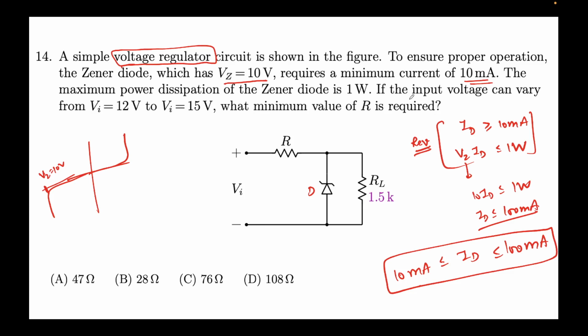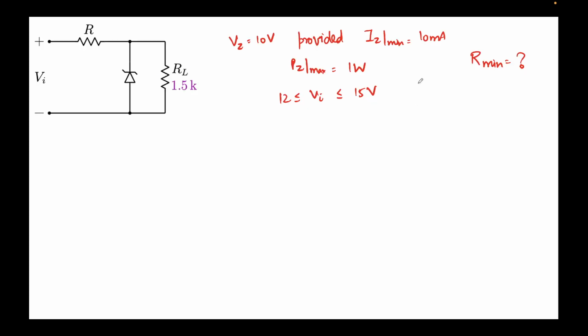So now the question is, the input voltage can vary from 12 to 15. So this Vi is not constant. It is varying from 12 to 15 volts. What is the minimum value of R that is required? So we are required to find the minimum value of R. Okay, so this is the problem. This is all that is given to us. We are required to find R minimum.